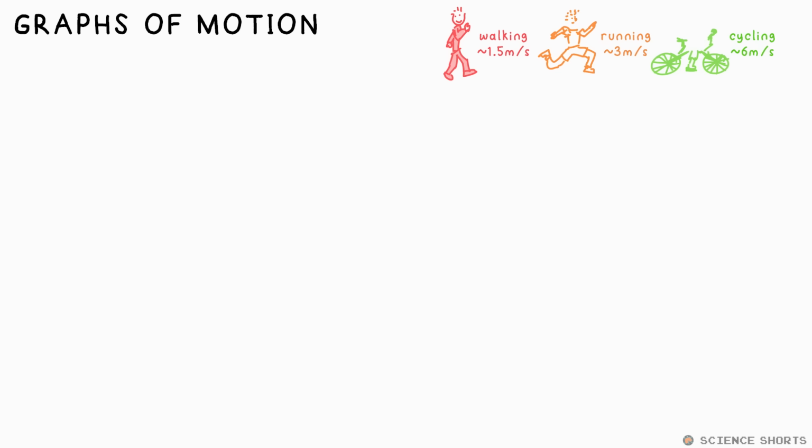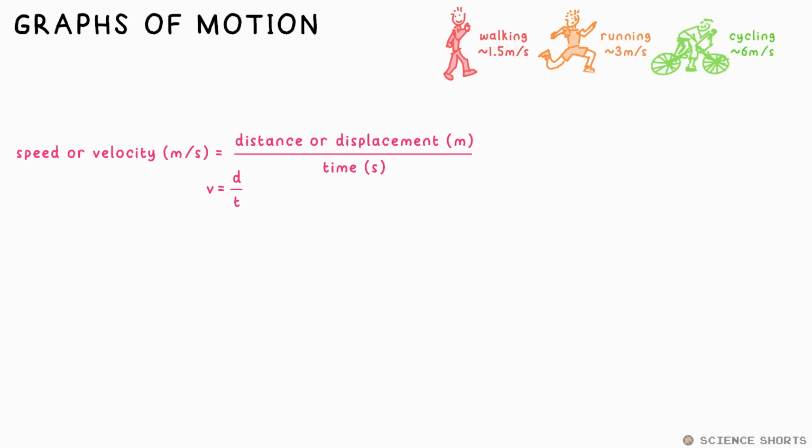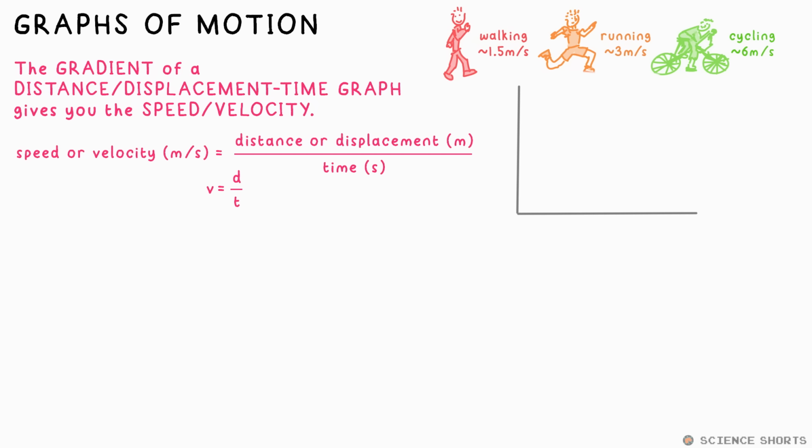Speed and velocity are measured in meters per second, but velocity also has a direction, so it could be positive or negative, or up or down, left and right. Here are some typical travelling speeds. Speed and velocity are calculated by distance or displacement divided by time. And if you have a distance time graph, it's the gradient of the graph that gives you the speed or velocity. If it's a curve, just draw a tangent at the point you need to find the gradient for.